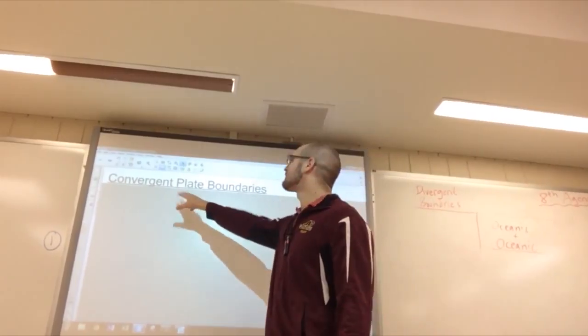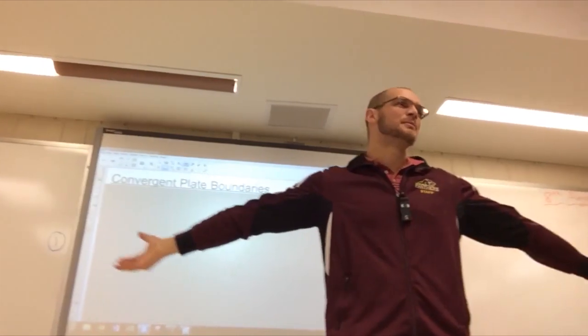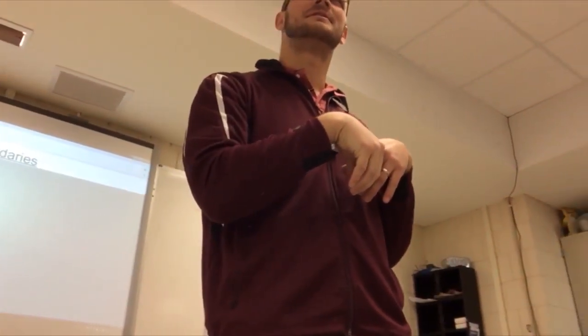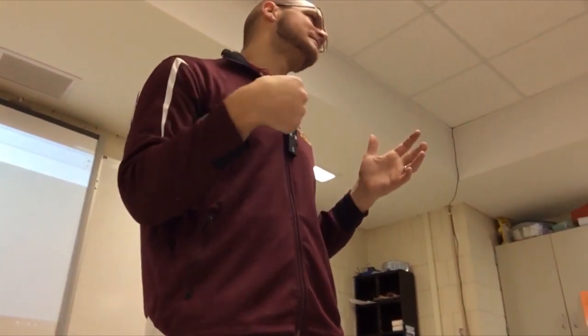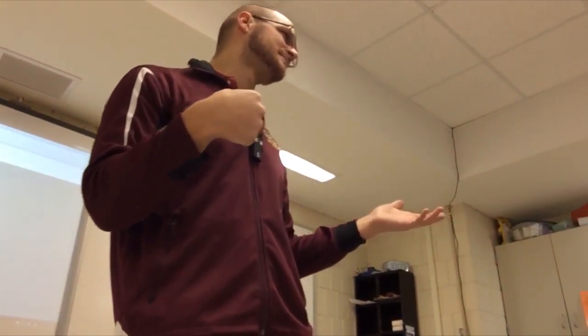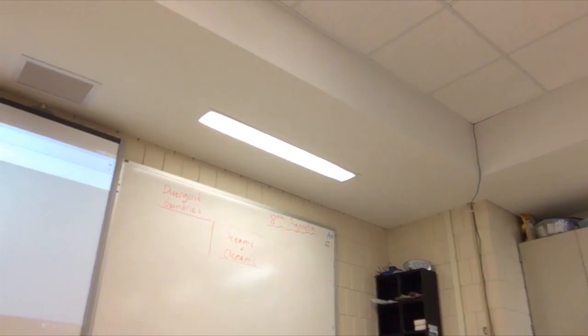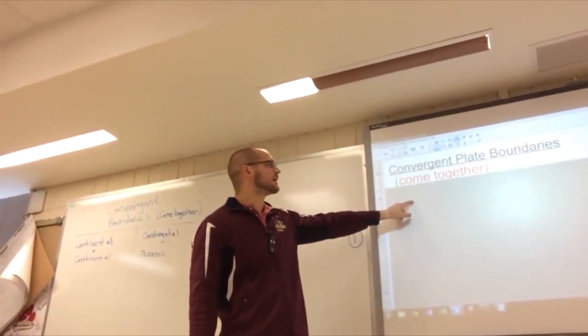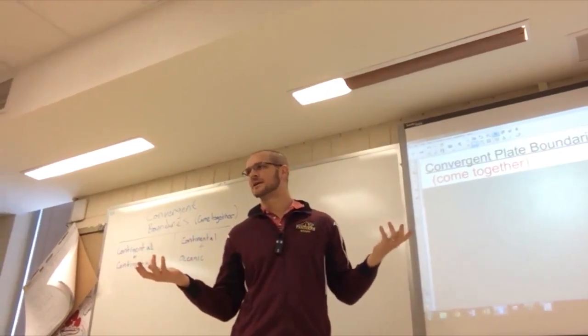All right, so we're going to talk about convergent plate boundaries. If two basketball players come together on a basketball, if they converge on the basketball, what are they doing, Neva? They collide. Well, how would you say it? They come together. All right, when you're taking notes, feel free to write that. Converge means to come together.